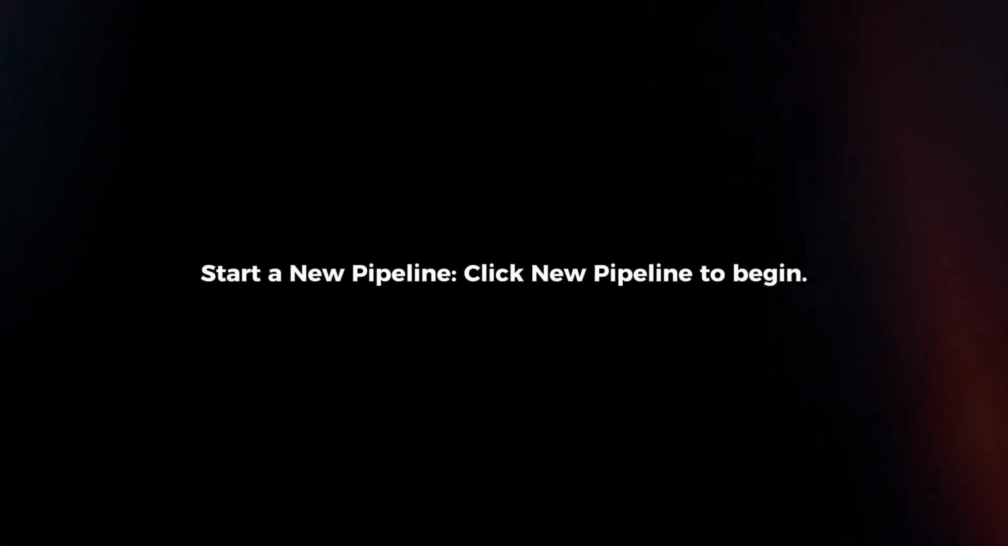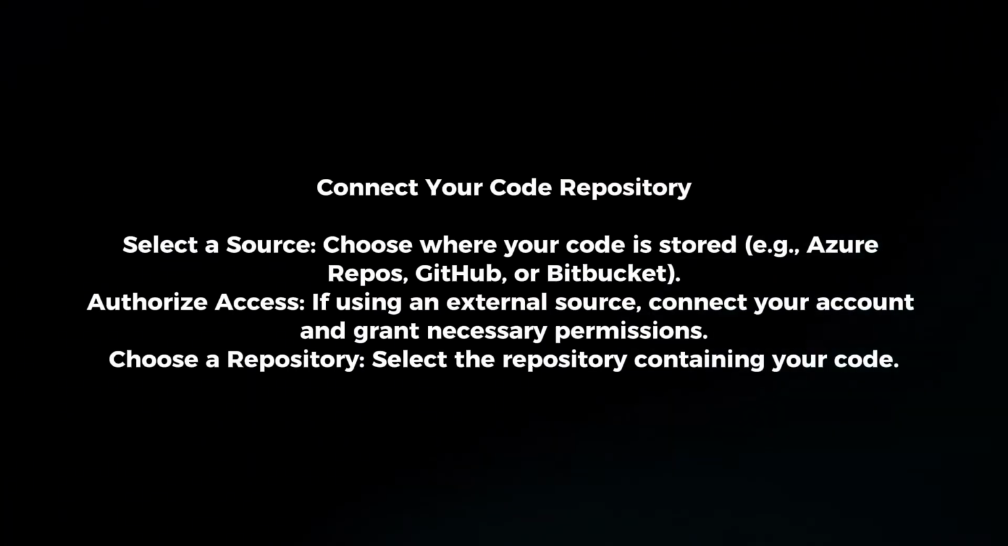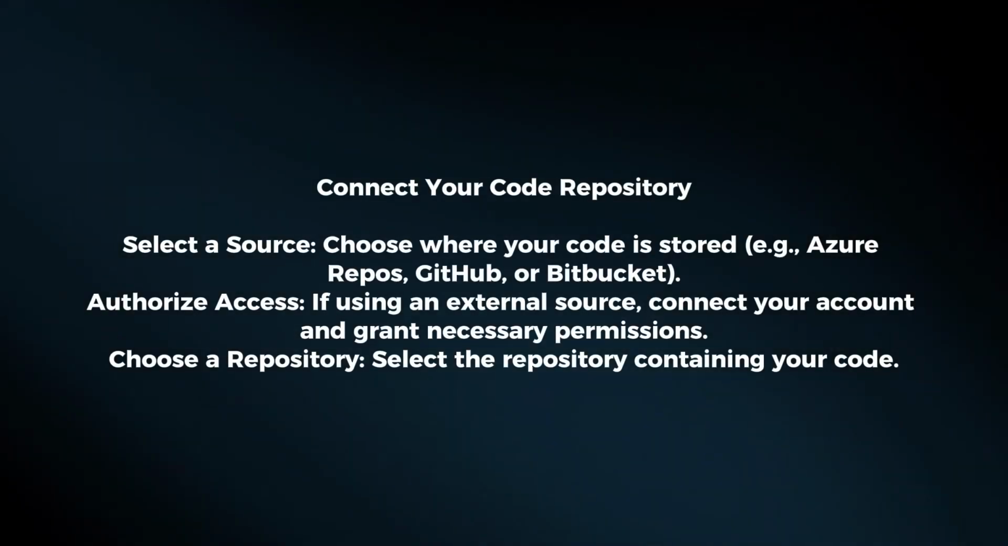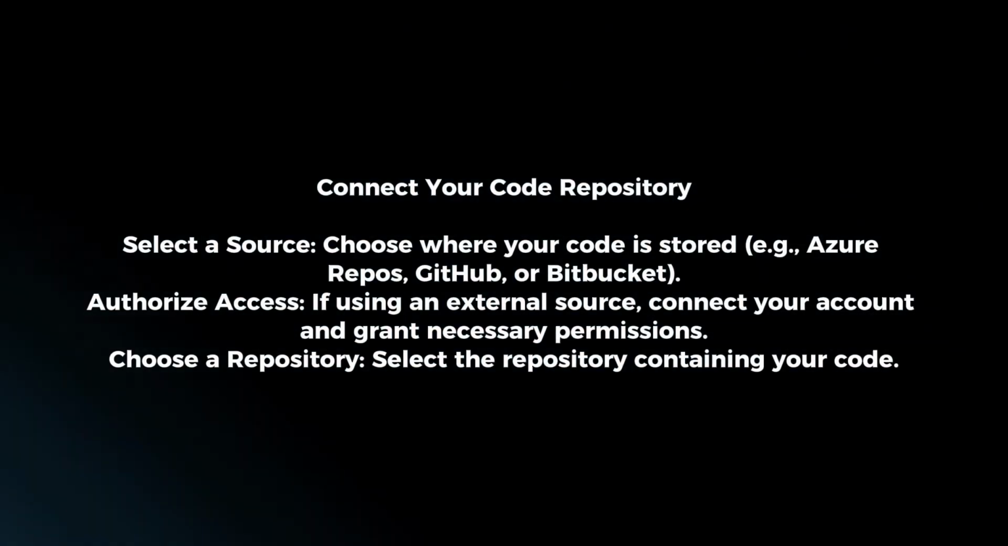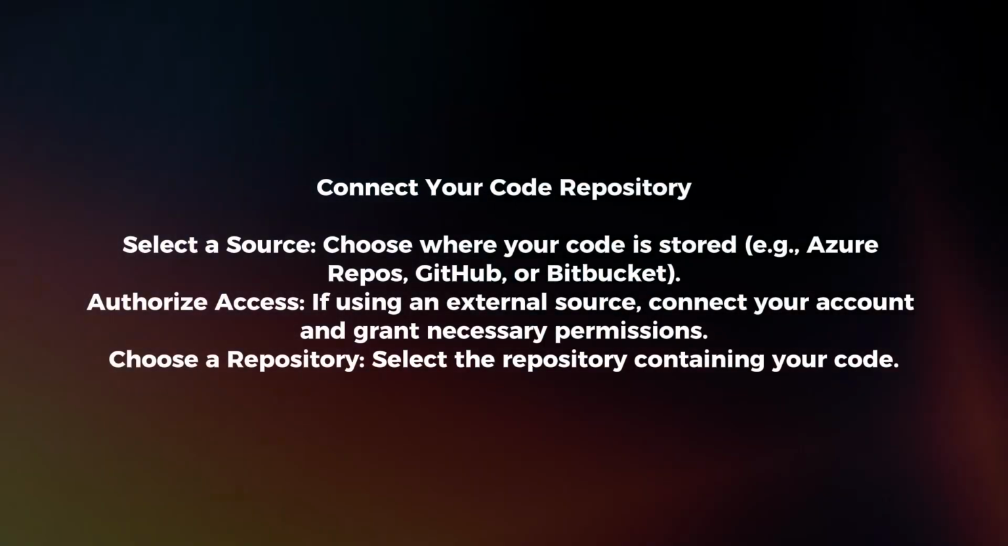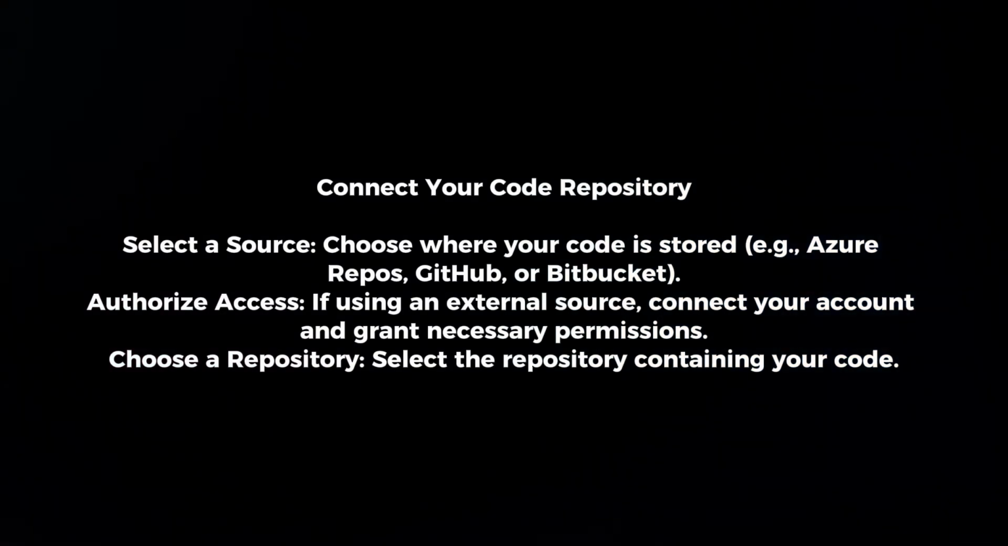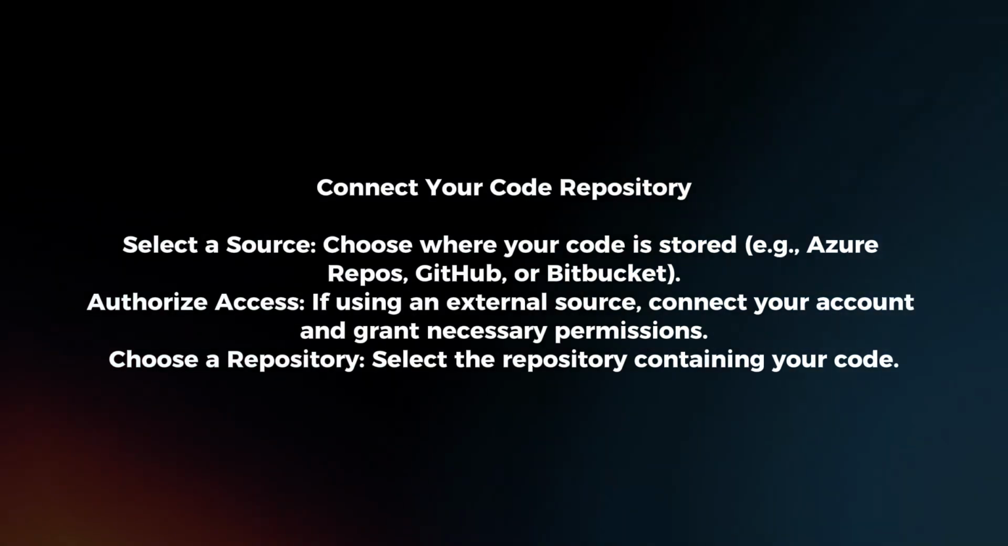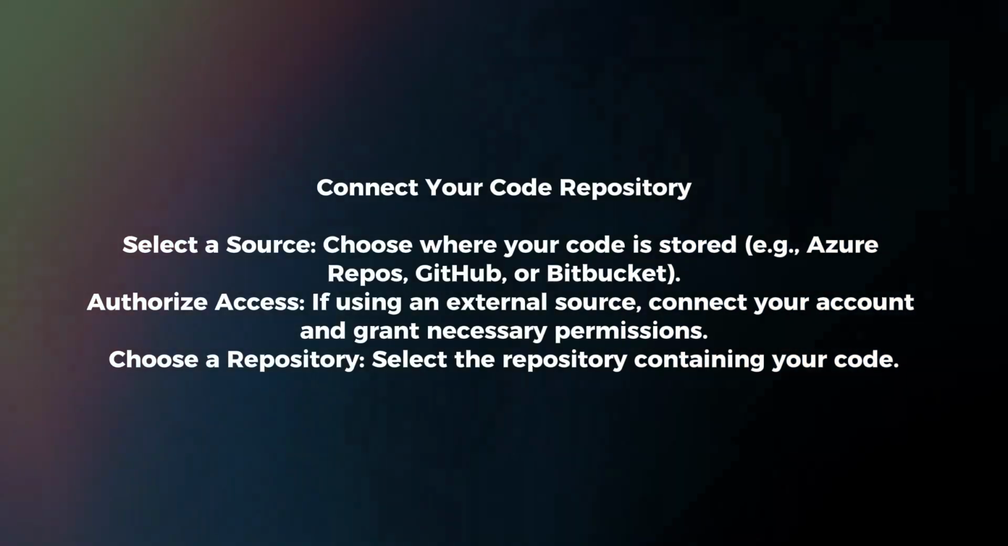Start a new pipeline. Click New Pipeline to begin. Connect your code repository. Select the source. Choose where your code is stored. Authorize access. If using an external source, connect your account and grant necessary permissions. Choose a repository. Select the repository containing your code.